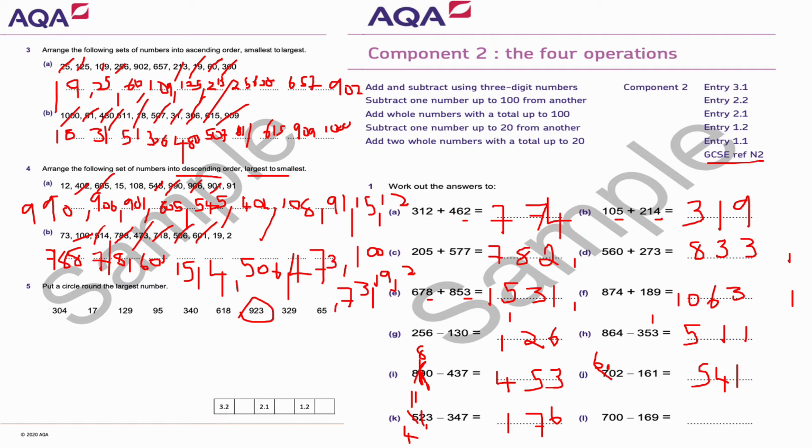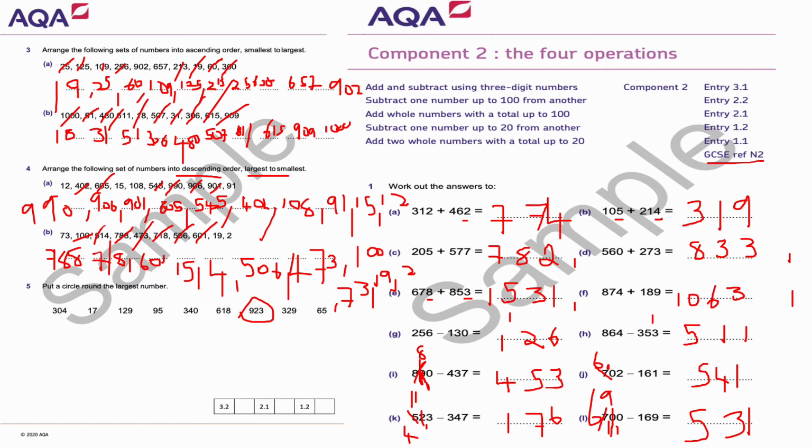0 take away 9 I can't do, so I have to borrow. I can't borrow from there, so I'll borrow from here. That becomes a 6. That becomes a 10. I borrow again. That becomes a 9 in the second column. That becomes a 10. 10 take away 9 is 1. 9 take away 6 is 3. And 6 take away 1 is 5.